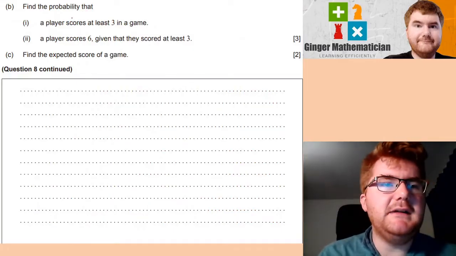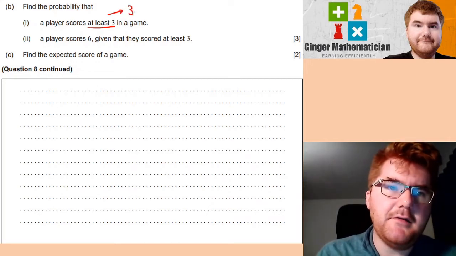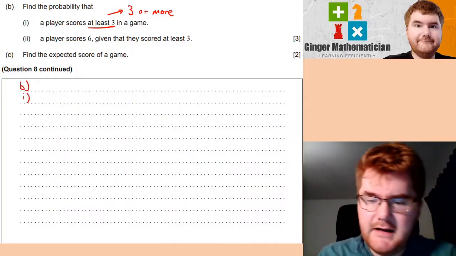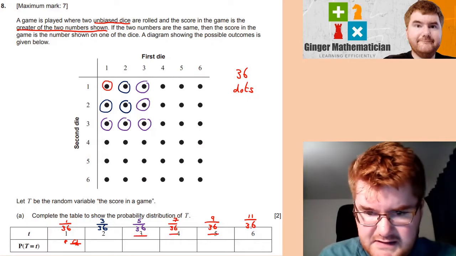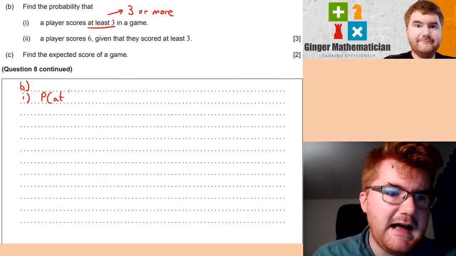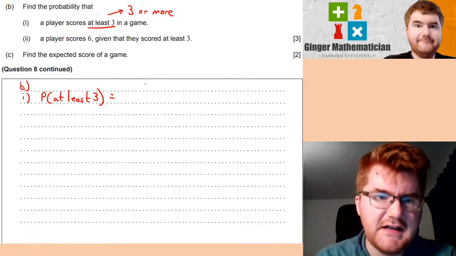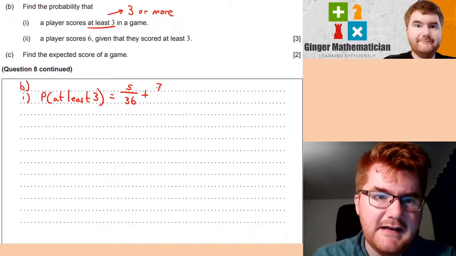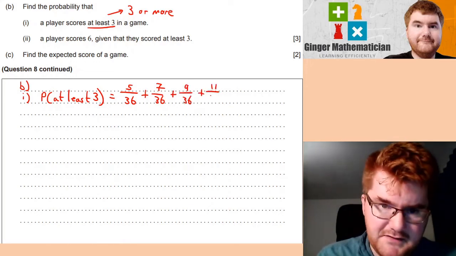So the probability that the player scores at least 3, that's really important in the game. Remember, this means 3 or more. So if we want to work out B part I, let's go back. Which ones are 3 or more? Well, it's this, plus this, plus this, plus this. So in the exam, I would write the probability of at least 3 is when we add those fractions together. I want to get all the marks on this, so I'm going to write my working very clearly. 7 out of 36 plus 9 out of 36 plus 11 out of 36.